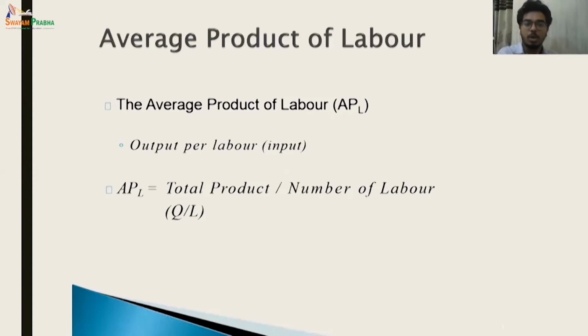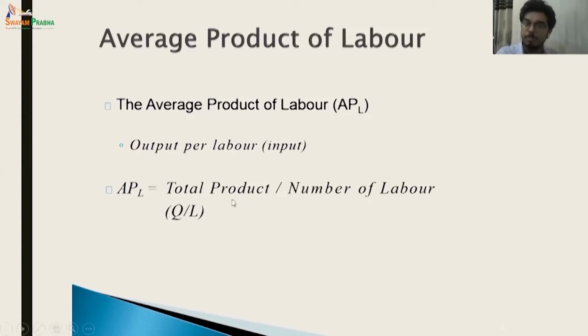What is average product of labor? The average product of labor is the output produced per unit of labor. Similarly, you can also state the average product of capital, that is output per unit of capital. This is just taking an example. So for average product of labor, you see the labor is in the suffix, so APL. That is output per labor, and it can be any input, such as output per capital. So over here I will write APK.